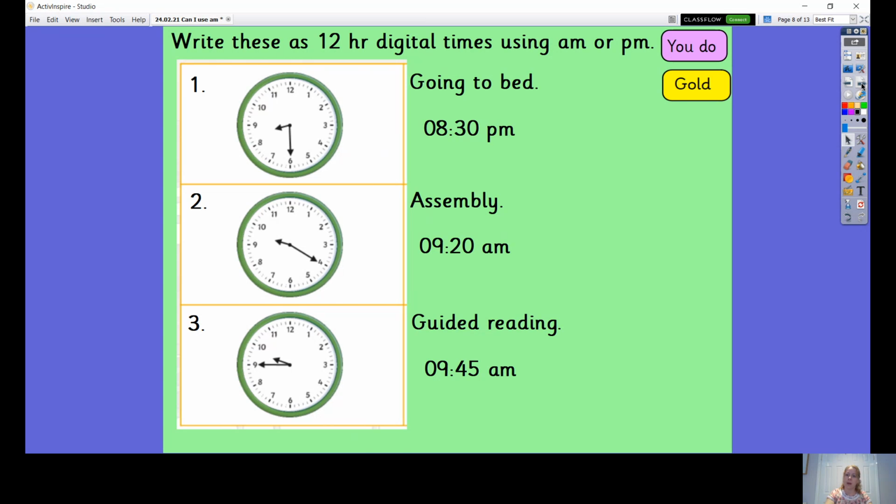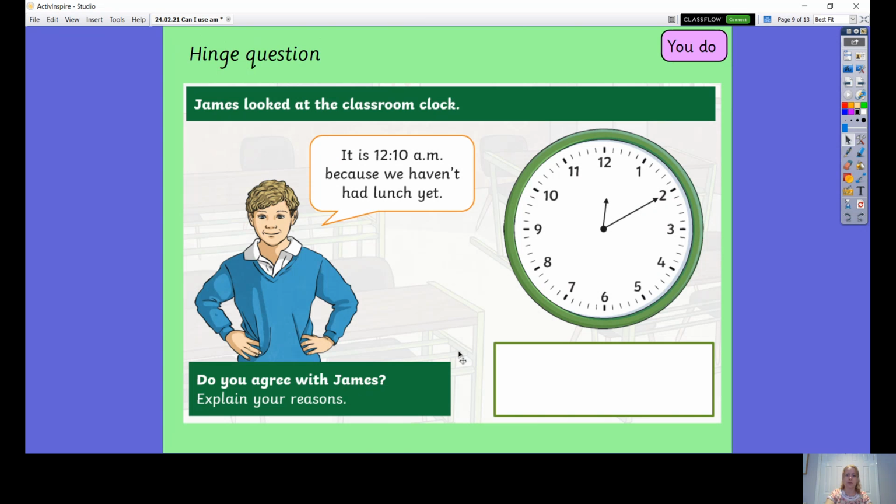Okay, so here's your Hinge question. James looks at the classroom clock. It is 12:10 AM because we haven't had lunch yet. Do you agree with James? Explain your reason. So James is saying it's 12:10 AM because he hasn't had his lunch yet. So do you think he's right? Tell me why you think he's right or wrong. Pause and write something down if you can.